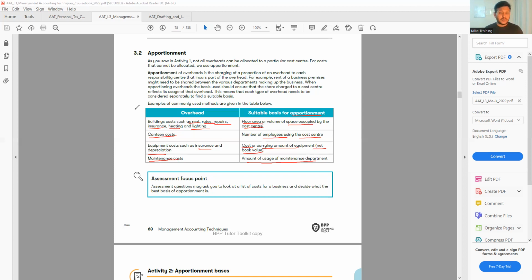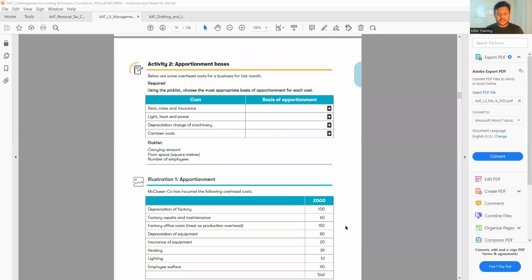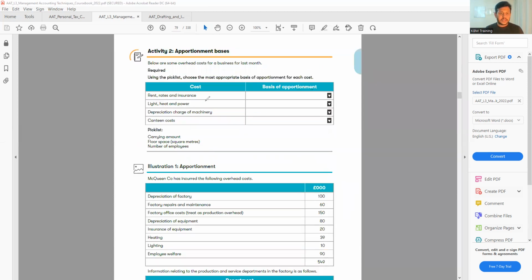So there's a suitable basis, but by looking at the question, you will be able to understand what the suitable basis for apportionment is. Let's look at one question, maybe it will be clearer. Activity 2: pick and choose the most appropriate basis of apportionment for each cost. From the pick list, choose which one is suitable for what. I'll give you 2 minutes, quickly have a look, and then we'll solve it together.